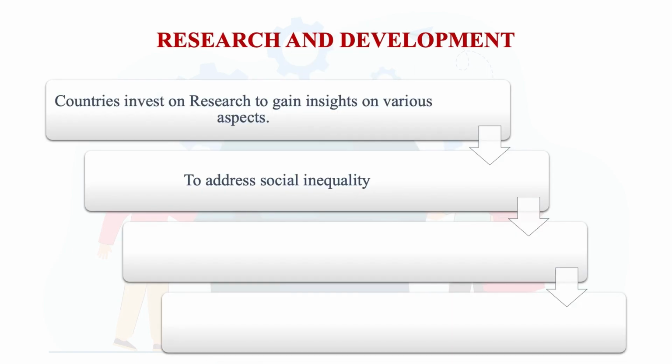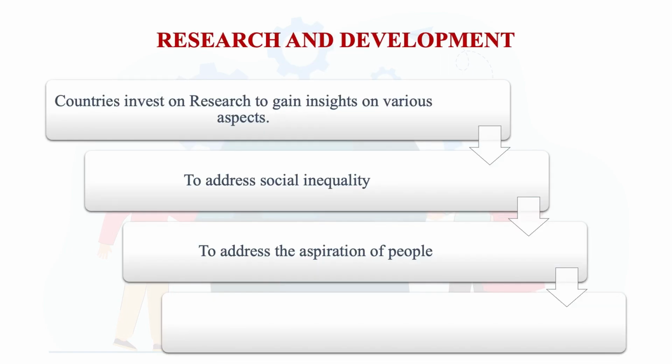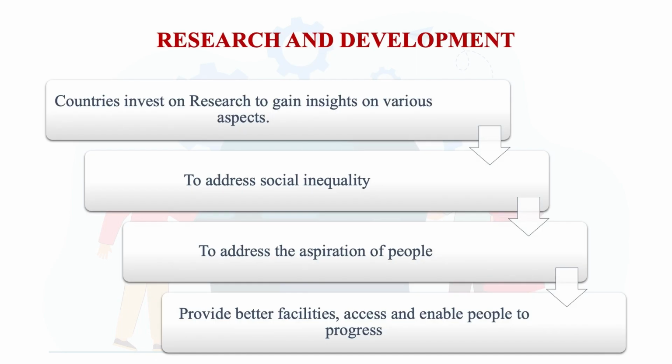Research and development also addresses social inequality. As I mentioned, any research on poverty and inequality, especially in sociology and economics, addresses those kinds of issues. It also addresses the aspirations of people. For example, you study a group of people, see what their aspiration is, and accordingly bring changes in the policy. It also provides better facilities and access and enables people to progress.